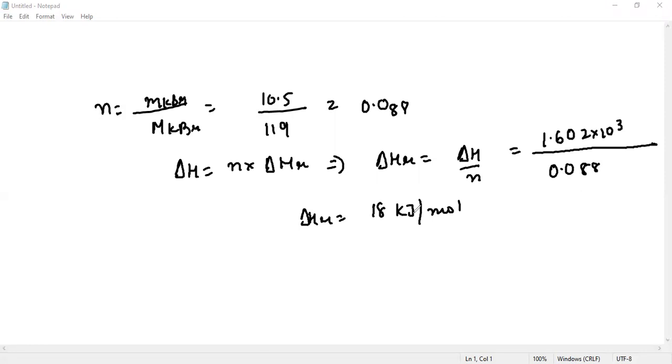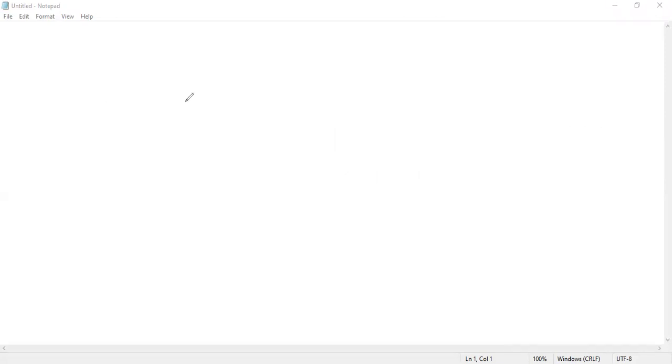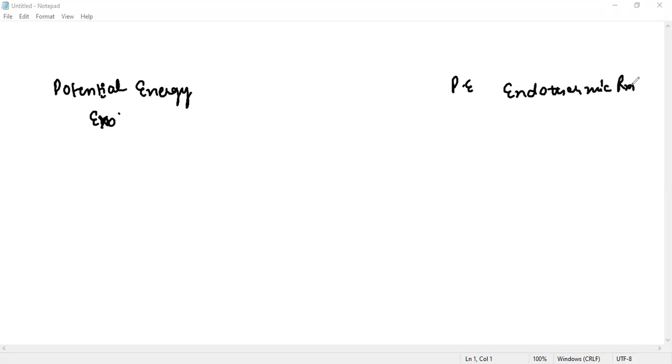Now, after this, we will be studying potential energy diagrams. Let me clear this first. Here we will write the potential energy diagram for an exothermic reaction, and here we will draw the potential energy diagram for an endothermic reaction. Then we'll proceed to the next topic.